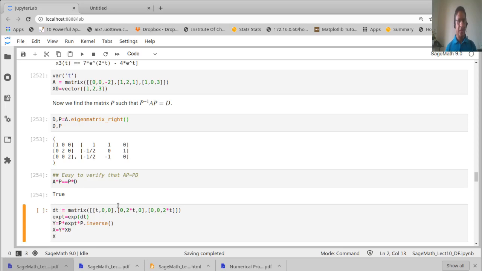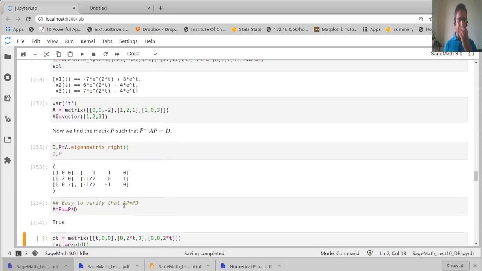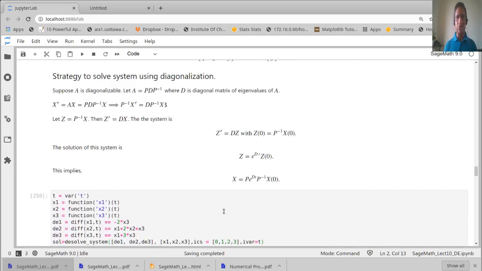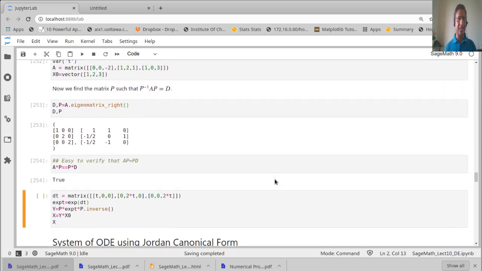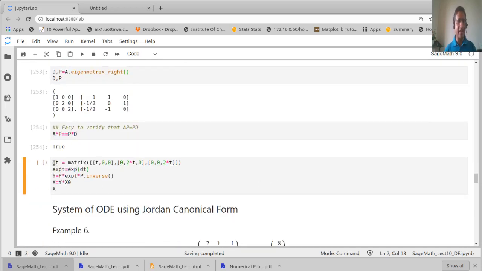So now you can see what the solution is going to look like: P times e to the power Dt, where e to the power Dt has the diagonal entries d1 t, d2 t, etc., and then P inverse x naught. So let us write that. I'm just defining Dt as a diagonal matrix. The first diagonal entry is t, the second one is 2t, the third one is again 2t, and then exp_Dt is equal to the exponential of this. Sage can find the exponential of a matrix.